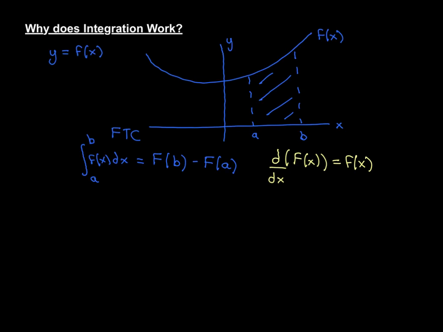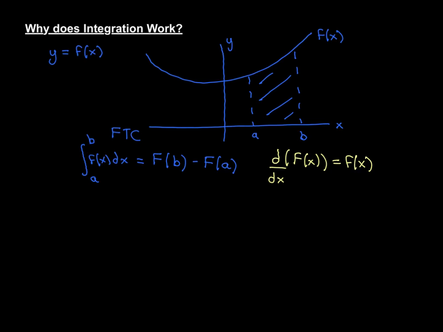So we want to attempt to explain why this is true. Why is it that the area under the curve is equal to the antiderivative evaluated at the end point b, take away the antiderivative evaluated at the start point a? So here comes the intuitive explanation.